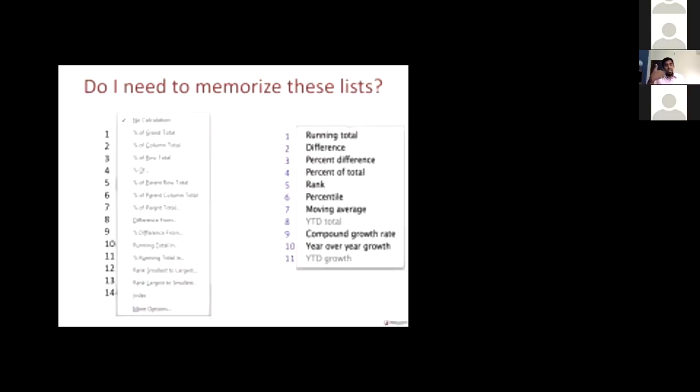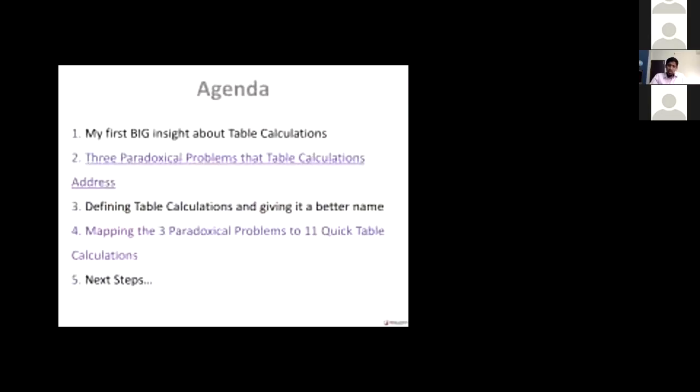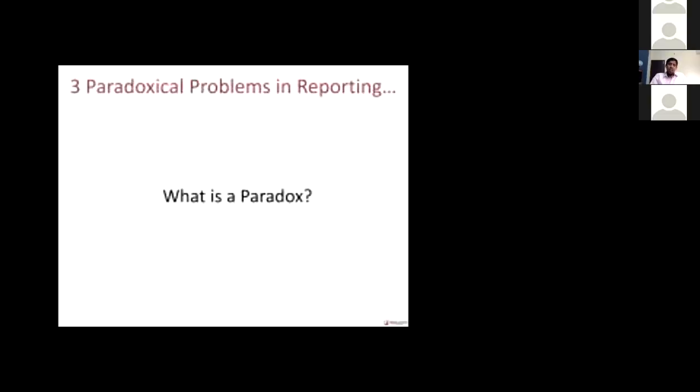So in order to really understand when to use table calculations, you have to understand the three paradoxical problems in the reporting world. This is my own conceptualization to group these things and make it simple to understand. So let's get started into what these three paradoxes are. What's a paradox? Let's define this. Not everybody is clear on this term. So this is what the dictionary says.